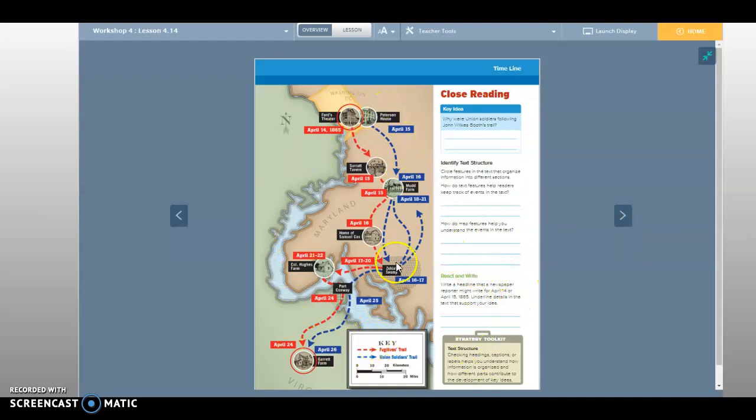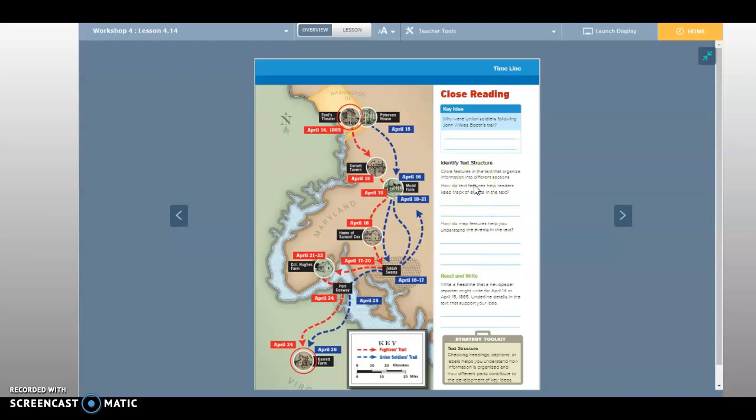this is a map. The red is John Wilkes Booth. The blue is the soldiers who were trying to find him. So why were Union soldiers following John Wilkes Booth's trail? Well, we got a pretty good idea of that.